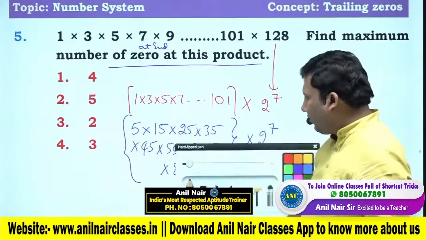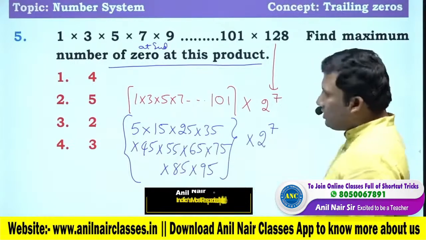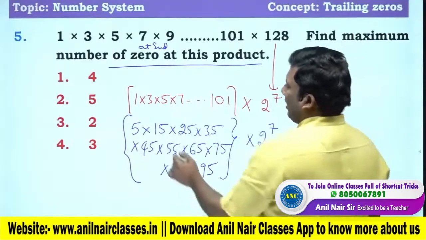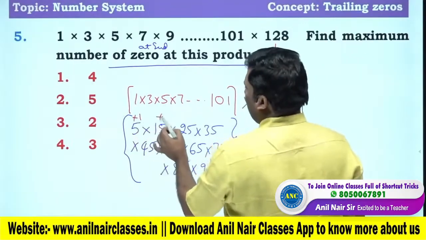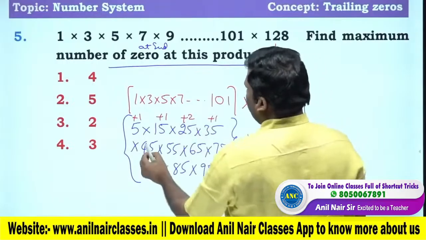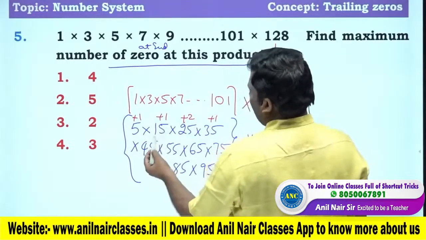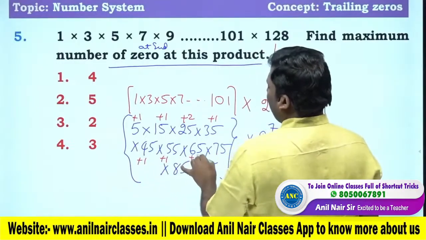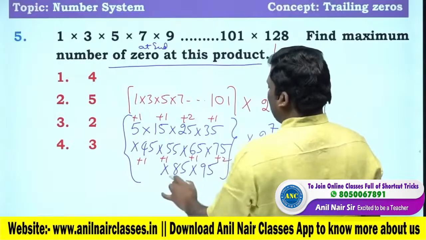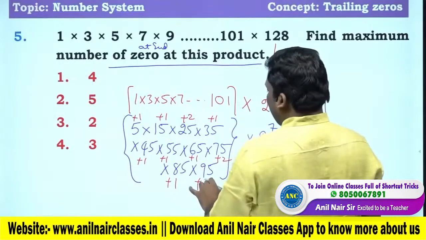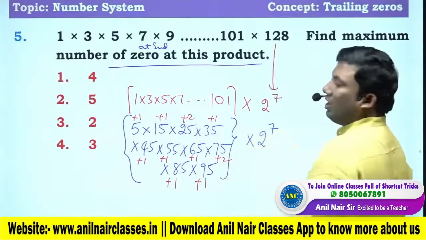Now listen carefully, sir. How many powers of 5 did we get? Let us see. These plus 1, these plus 1, these plus 2, these plus 1, these plus 1, these plus 1, 5 into 11, 5 into 13, plus 2, and it is plus 1, 5 into 19, plus 1. Are you all with me?